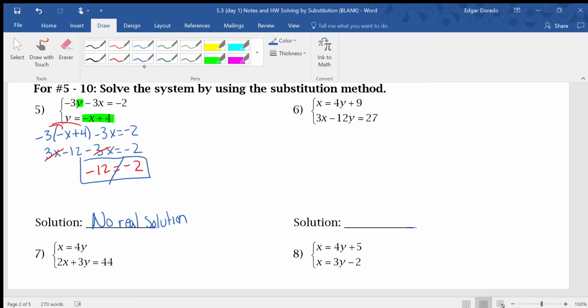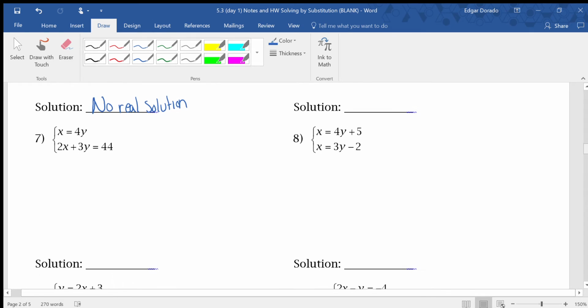So why don't we go ahead and do number 8? And just to continue talking about this special scenario where we have no solution, if you ever ended up with something that said like 3 equals 3, that would be all real solutions, meaning it's the exact same line, just basically on top of each other. All right, so let's take a look at number 8 here.